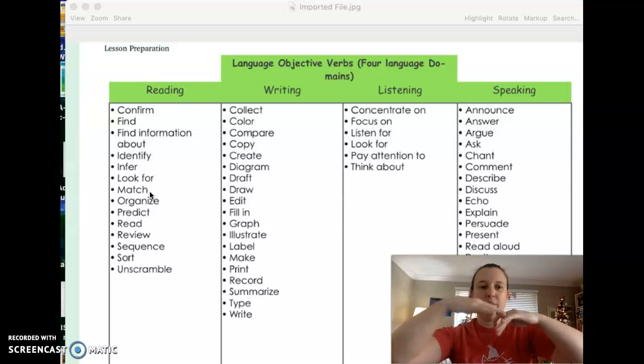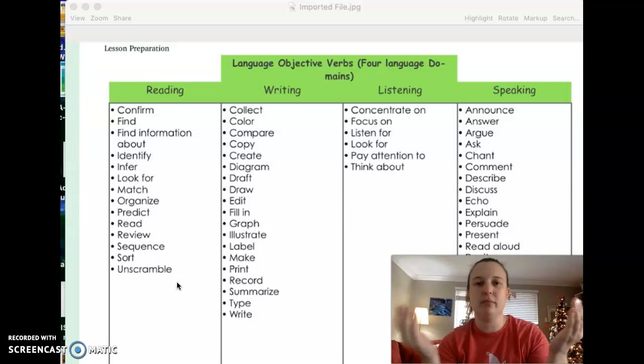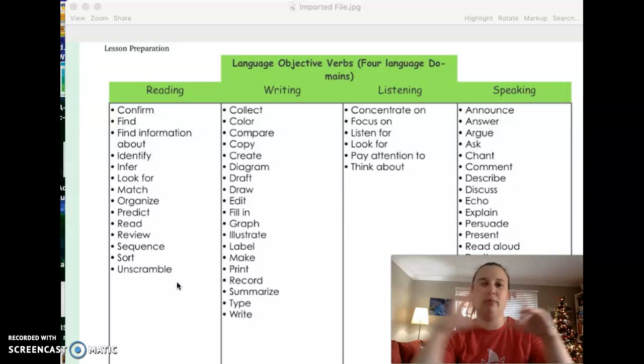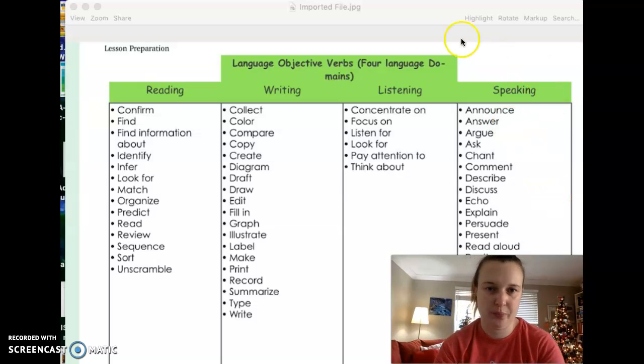So doing a three-way match, for example, or reading unscramble. You could give them the letters of one of your keywords, and they have to unscramble it to make the keyword. So if you're kind of stuck on what the language is of your content, go ahead and use a chart like this. There's many different types of charts like this. This is one that Alonzo has had success with.